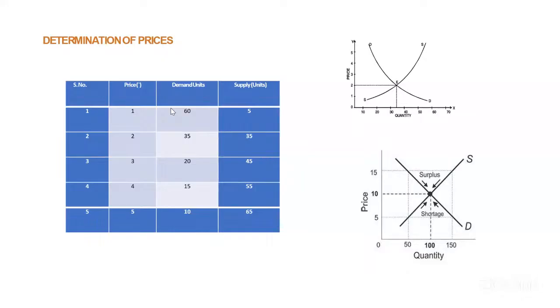Ma'am, I didn't get the second diagram. When price is 10, the quantity is. Okay. Let us discuss the table first.